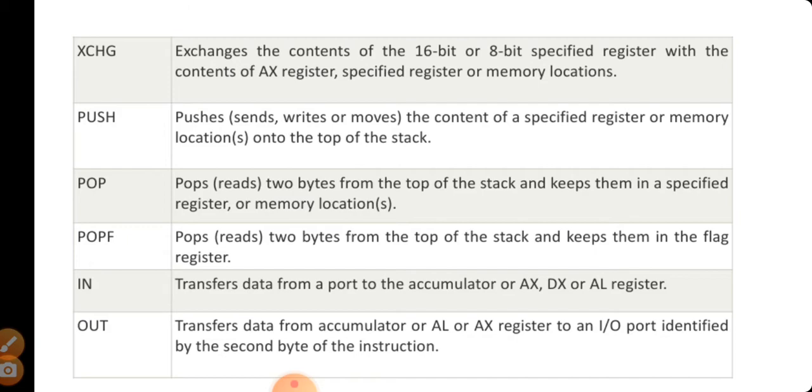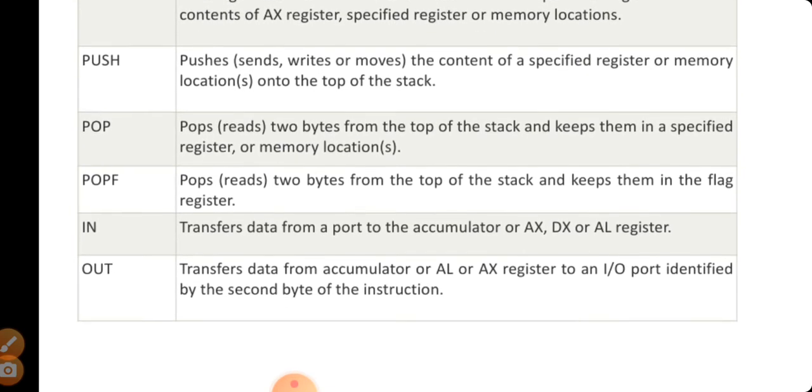Now the IN instruction, it transfers the data from a port to the accumulator. The use of the IN register is that it transfers the data from a port to the accumulator or AX, DX or AL register.